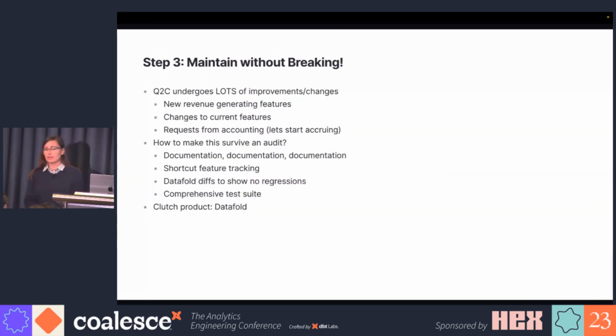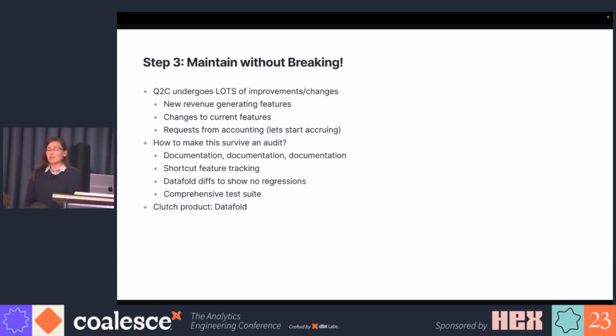Next is maintaining without breaking. Quote-to-cash is going to be improved and changed as we make changes to our application. If we add new features, for example, the signature credit card, that required an entire new suite of models in DBT to support that on the accounting side. If we change features, for example, if we change how our premium feature works, that will likely also require changes to our accounting logic, depending on what that change is. We talked a little bit about our test suite, and I think that's a large part of what makes us confident that as we make changes, we aren't breaking anything.